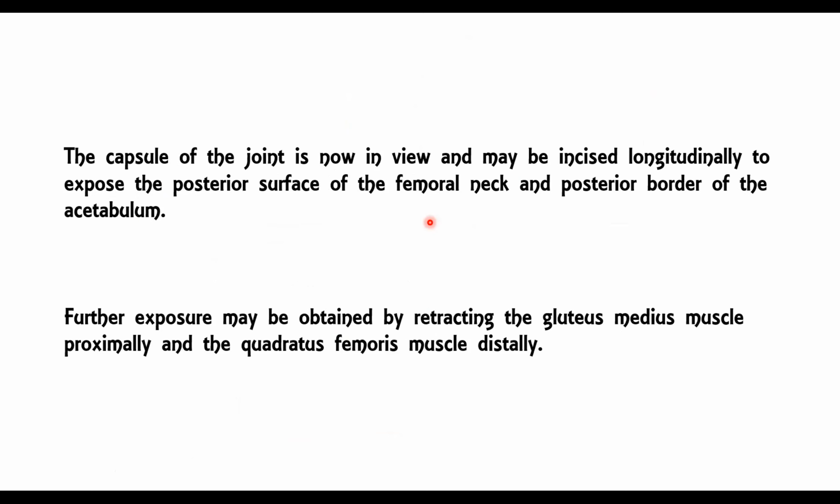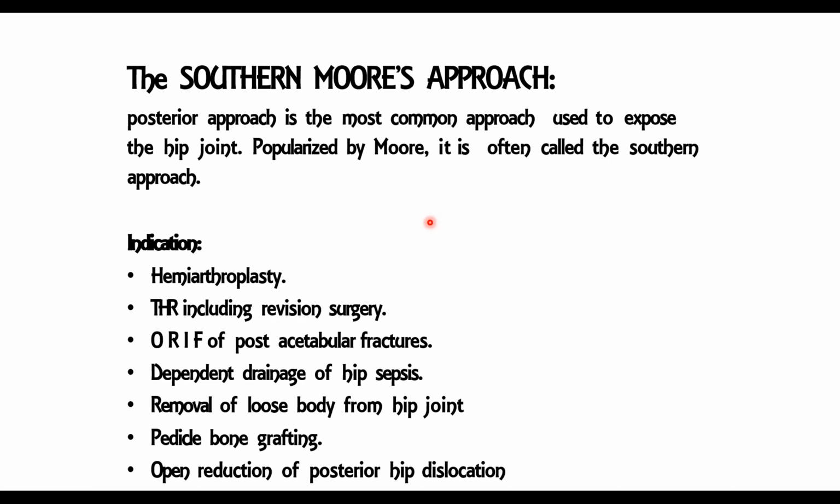The capsule is now viewed and incised longitudinally. Further exposure is obtained by retracting the gluteus medius above, which is proximally, and quadratus femoris muscle distally. See, they are mentioning the word retracting. Gluteus medius is an important abductor. Quadratus femoris, I already told, has an important blood supply from the medial circumflex femoral artery. You need to retract it, not to dissect, in a hip preserving surgery.